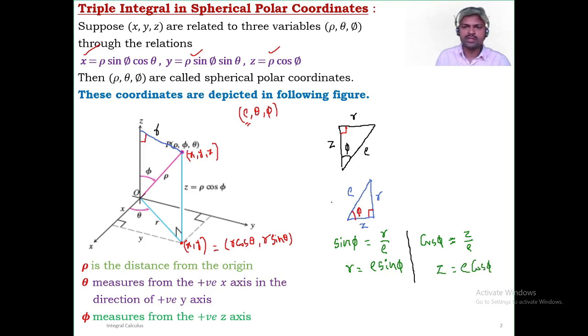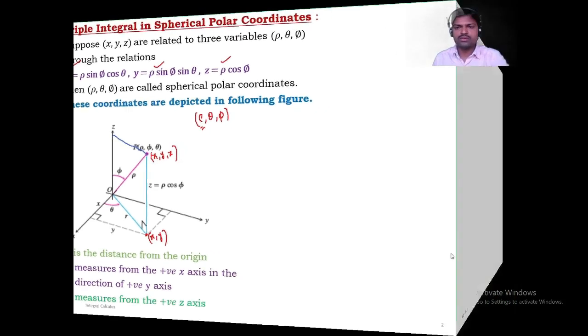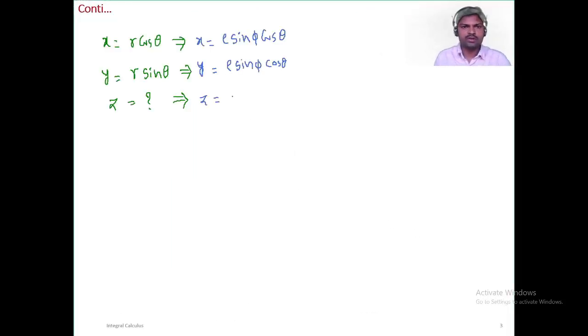Look at the transformation here. So z is equal to rho cos phi. That's what. So therefore z is equal to rho cos phi. Okay, so let's call this equation number 1, this equation number 2. So these three are transformations. Under these three transformations, a Cartesian coordinate system will be converted into a spherical polar coordinate system.